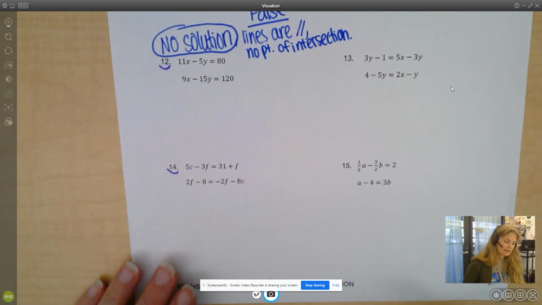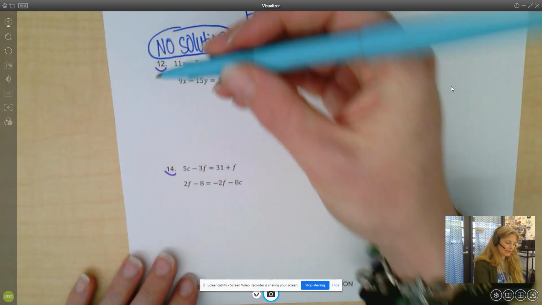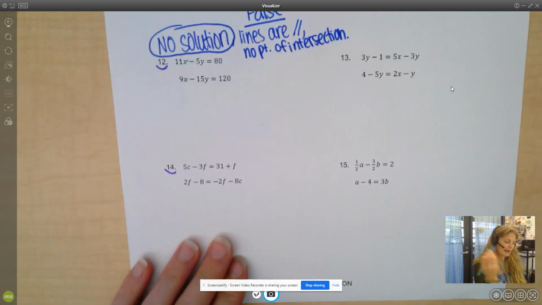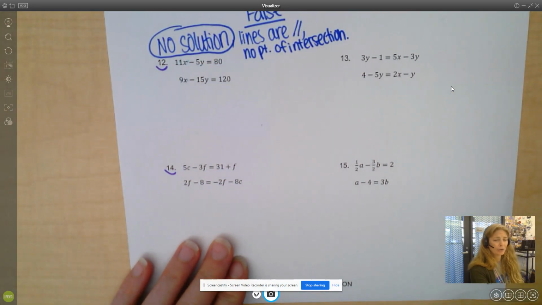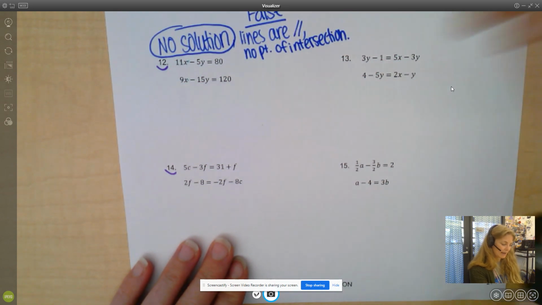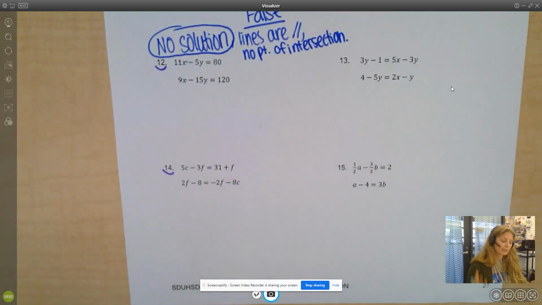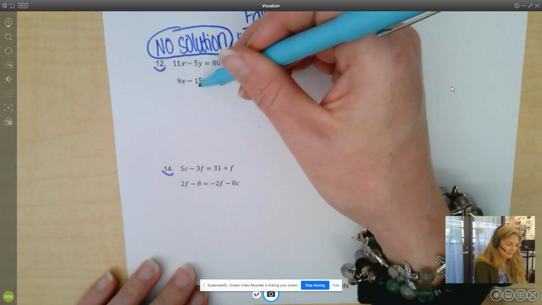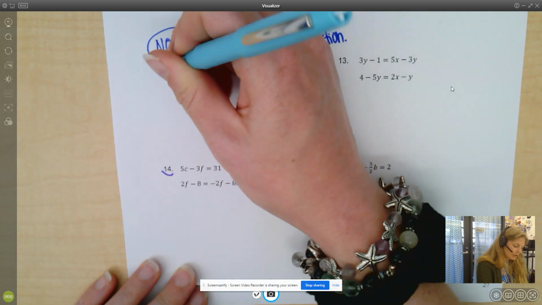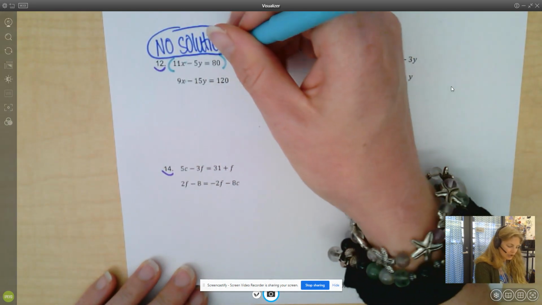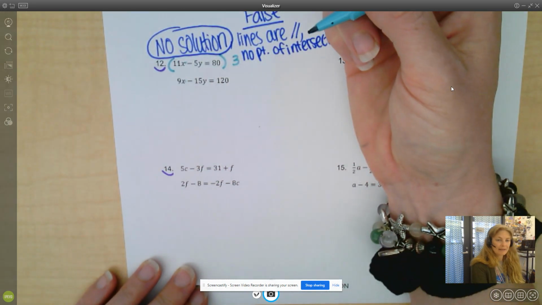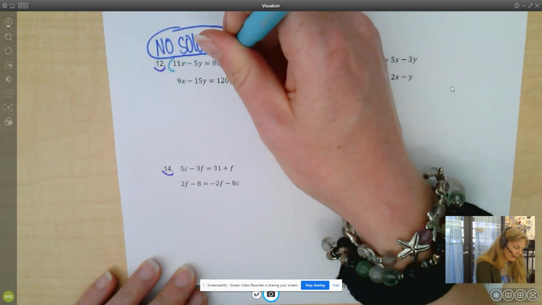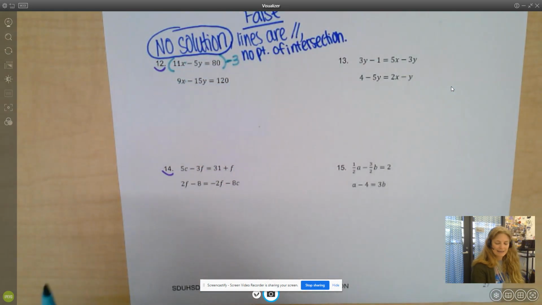Okay, number 12. Taking a look at number 12, I'm noticing I have 11x and 9x. Both of those are prime numbers. I don't want to multiply to make them additive inverses to add the system and eliminate x. But y, I'm pretty happy about that 5 and 15. 15 is a multiple of 5. So I could multiply my first equation by 3 and subtract the system, but I want to add, so I'm going to multiply the top equation by -3.